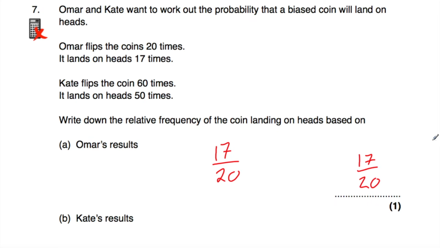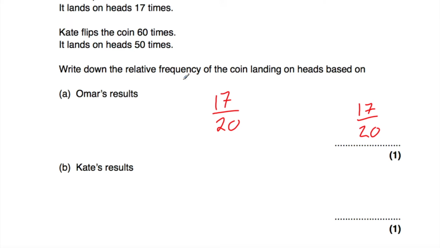17/20. And then if we go on down, we're then asked to find the relative frequency of the coin landing on heads based on Kate's results. Well, she flipped the coin 60 times and it landed on heads 50 times. So the relative frequency of the coin landing on heads would be 50/60. Now that can be cancelled down, both the numerator and denominator divisible by 10, so that would be 5/6.